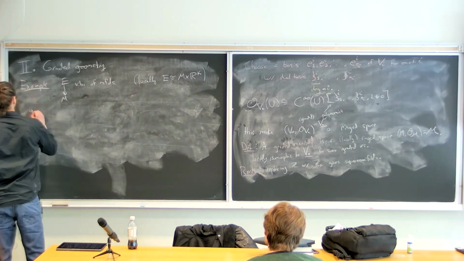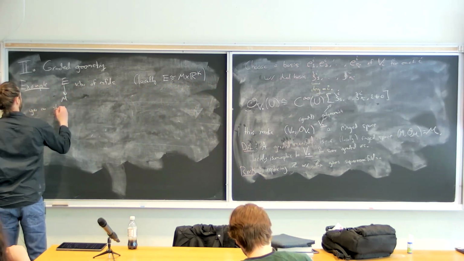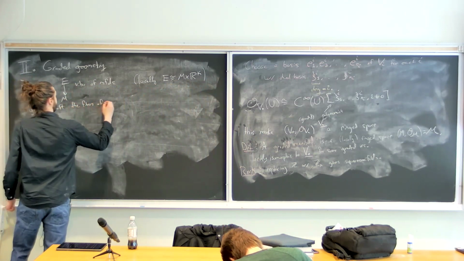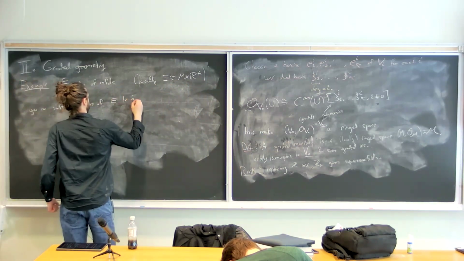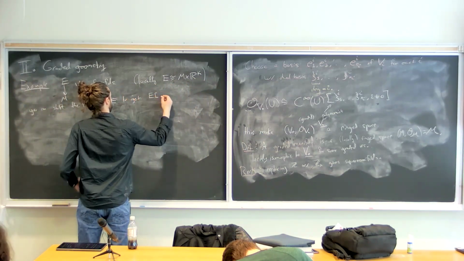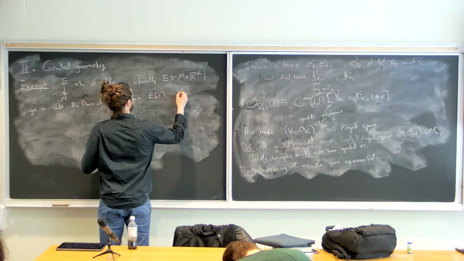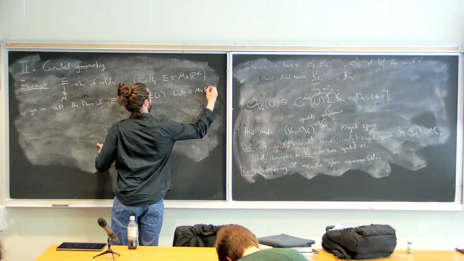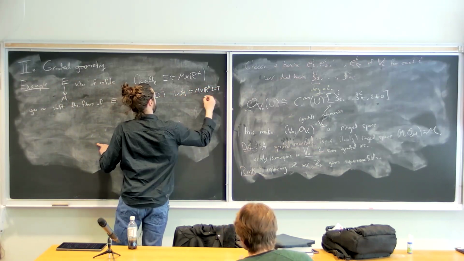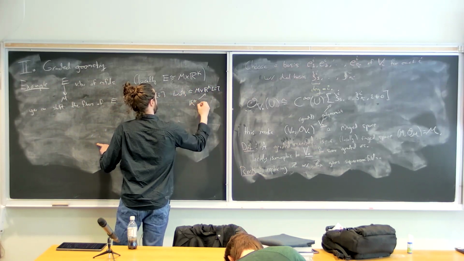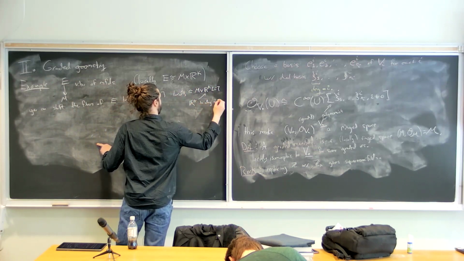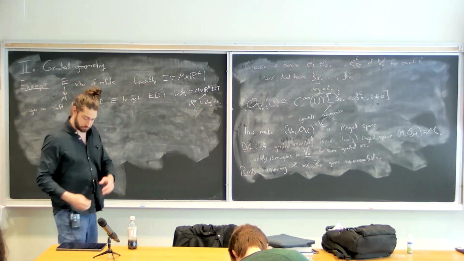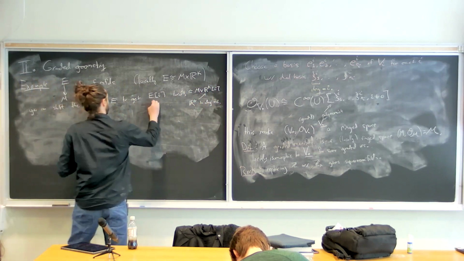So you can shift fibers of E to get, say, E shifted by I, which is locally isomorphic to M cross R^k shifted by I. And this just has R^k in degree minus I. Okay, that's a convention. But this is now a graded manifold.